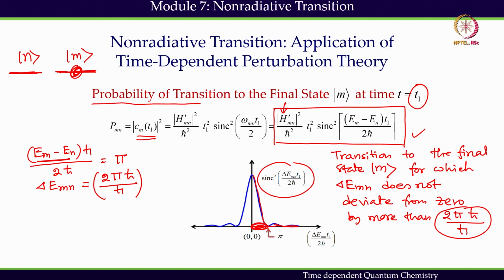If it is deviating more than this value, then this cardinal sine function becomes 0, and that's why the population becomes 0. So what it suggests is that I can have a population transfer from the initial state to the final state only if the final state energy is within this width, plus or minus the width. So if this is the energy of Em, then both sides are possible, this side and also this side. I will draw it this way.